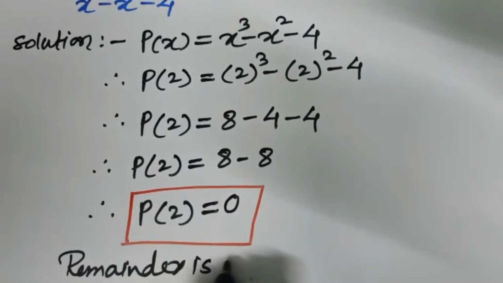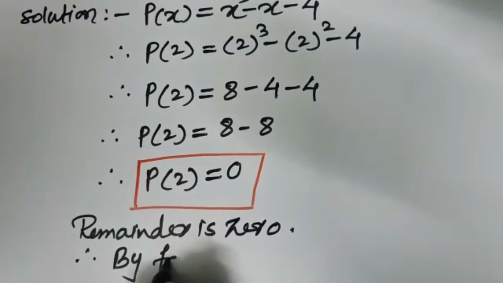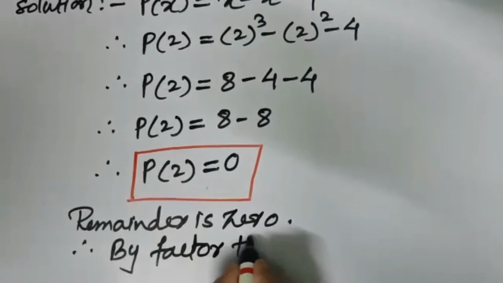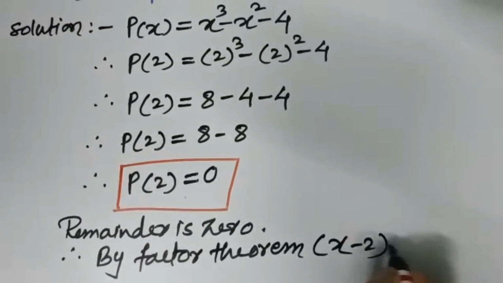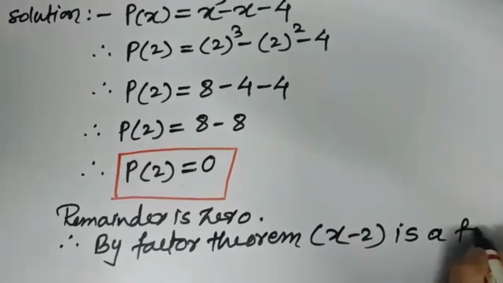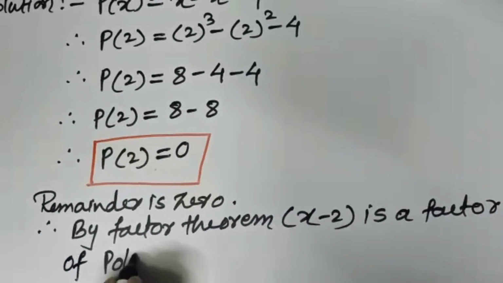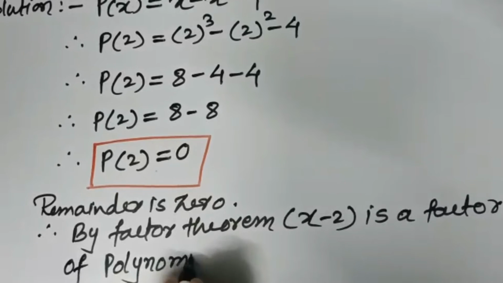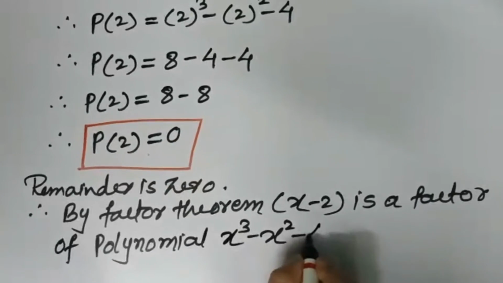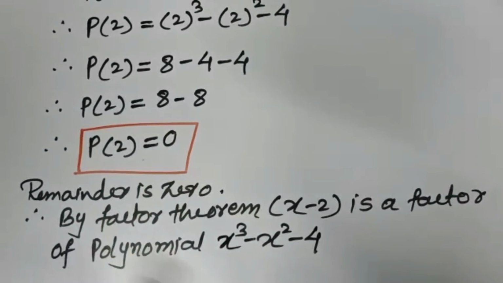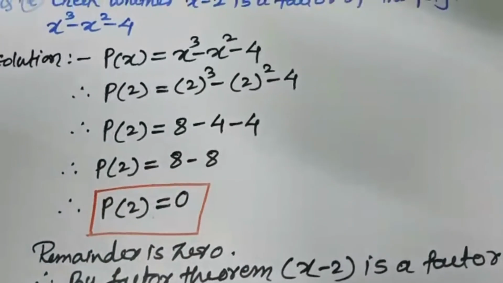So write, remainder is 0. Therefore, by the factor theorem, x minus 2 is a factor of the polynomial. Which polynomial? The one we have divided, that is x cube minus x square minus 4. Okay. So here, if you are getting remainder 0, then only you can say that the divisor is a factor of the polynomial. Understood?